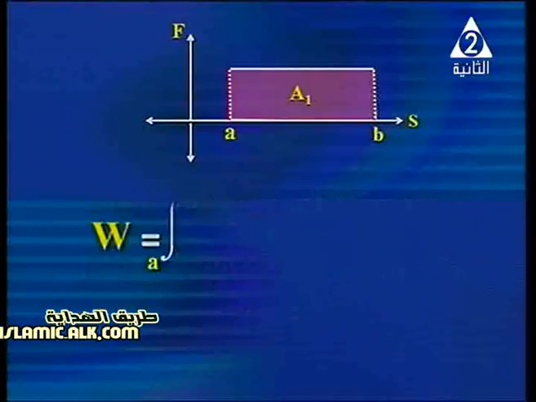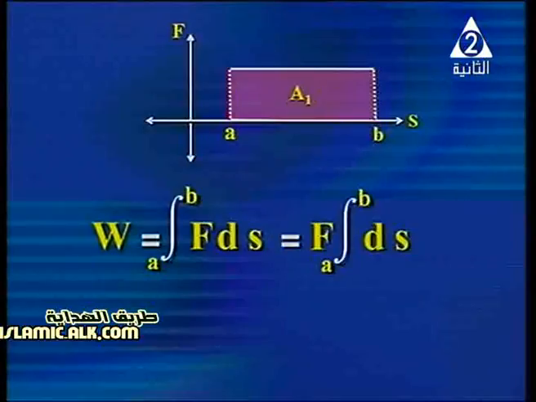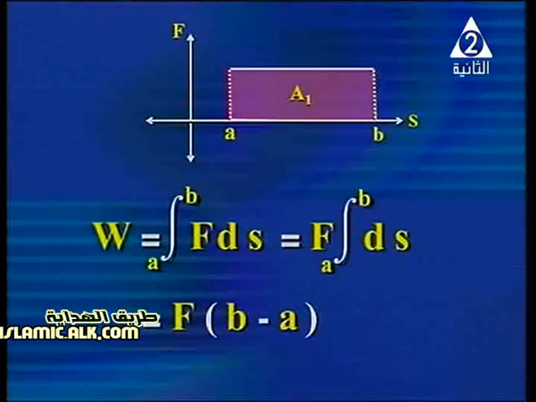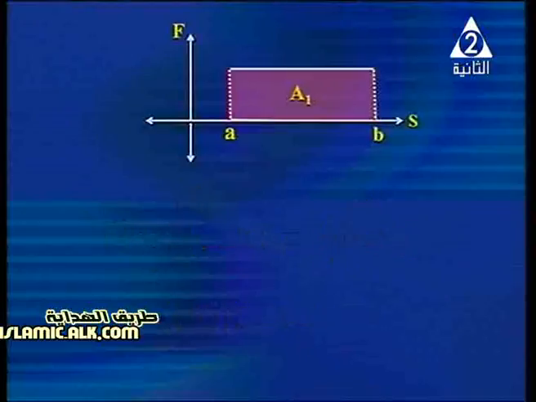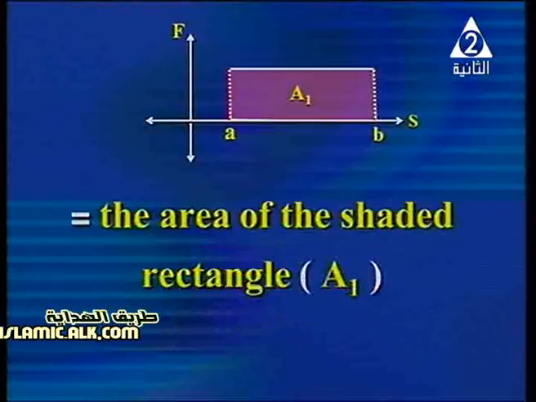Then the work done from A to B is the integration from A to B of F ds. Equal to what? Equals F multiplied by the integration from A to B of ds. Why? Because F is constant. Equals F multiplied by the bracket containing B minus A. This also equals the area of the shaded rectangle. The area of a rectangle, you know, is length times width.